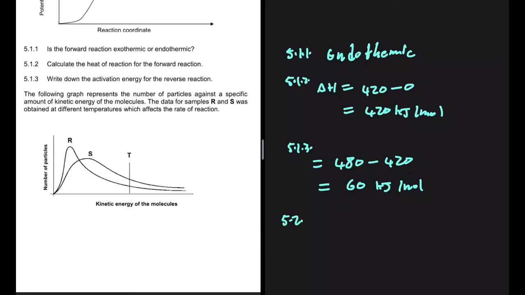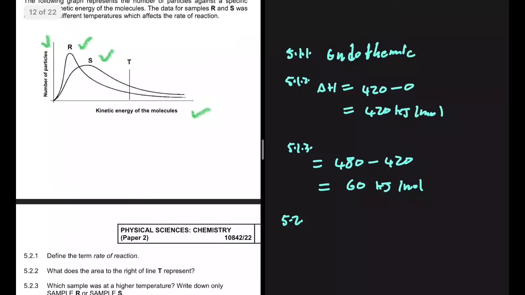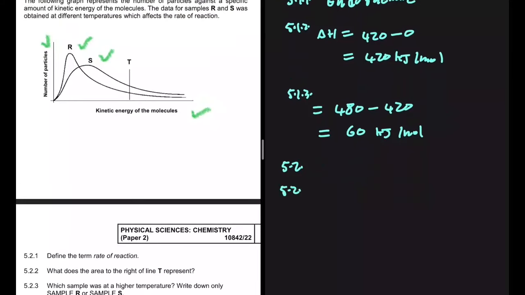Let's look at 5.2. The following graph represents the number of particles against a specific amount of kinetic energy of the molecules. The data for samples R and S was obtained at different temperatures, which affects the rate of reaction. There we have a graph for R and S. We have the number of particles on the y-axis and the kinetic energy of the particles on the x-axis. The first question, 5.2.1, is asking us to define the term rate of reaction. That is the change in concentration of the reactants or product per unit time. It is actually that easy.